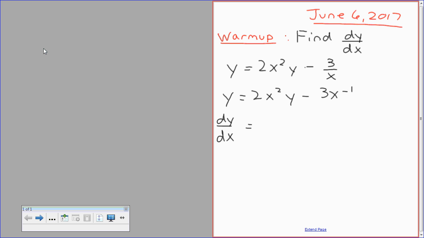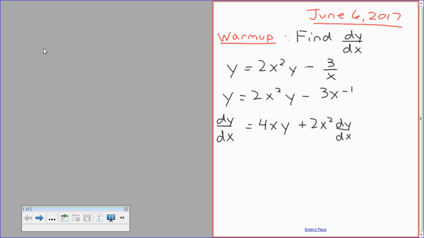Now you said 4x dy by dx. I'm going to say not quite. Somebody help her out. What did she not do there? Go ahead. Yeah, you have to use the product rule for this, because it's 2x squared times y. So the first part is going to be 4x times y, then plus 2x squared dy by dx. Is everyone okay on the product rule part there?